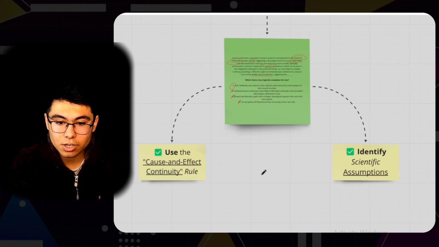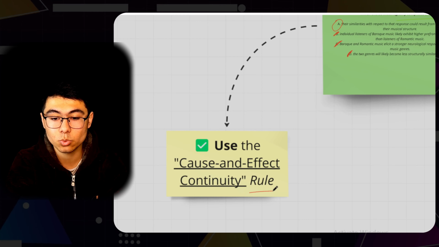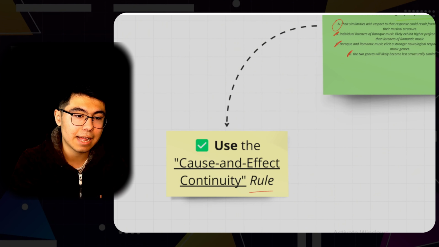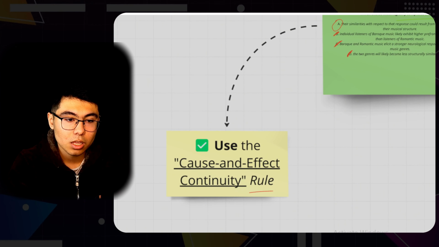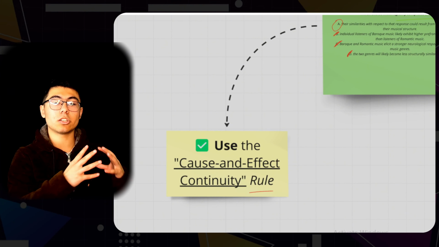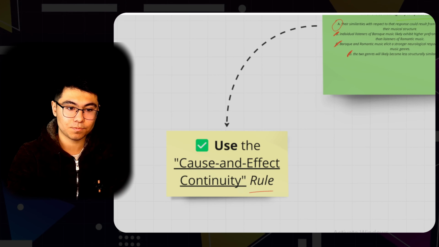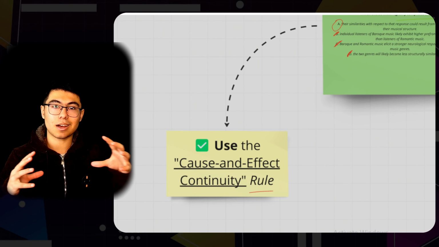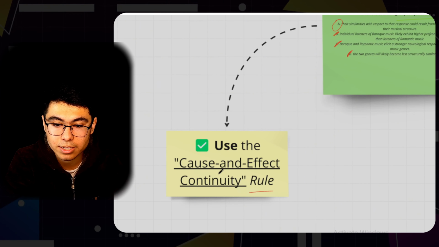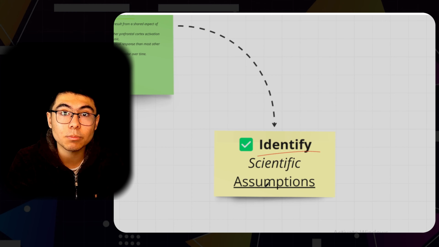So as you can see, there are two strategies that are really important, which are using the cause and effect continuity rule. This strategy is so powerful, and you can actually use it in almost every SAT reading question. For example, the passage might set up a cause, in this case similar structure, and then there could be an effect, which is similar neural responses. And the correct answer should reinforce this cause and effect link, and it should not introduce a new or unrelated idea. Next up, the next strategy is identifying scientific assumptions.